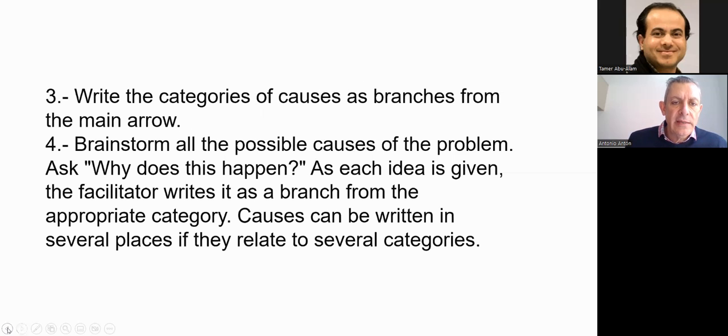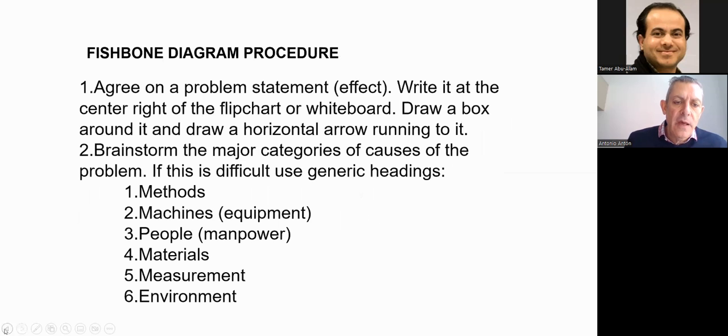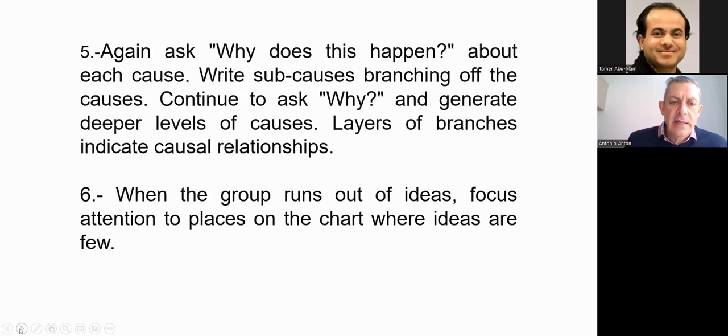Again, when you brainstorm these categories, brainstorm every time. You need to brainstorm methods, machines, people, materials, measures, and environment, and then it's time to ask yourself, why does this happen? Write different subcauses, and continue to ask why, as I said before. In order to know if there are subcauses, you need to find a solution. When the group runs out of ideas, focus attention on the places on the chart where ideas are few.